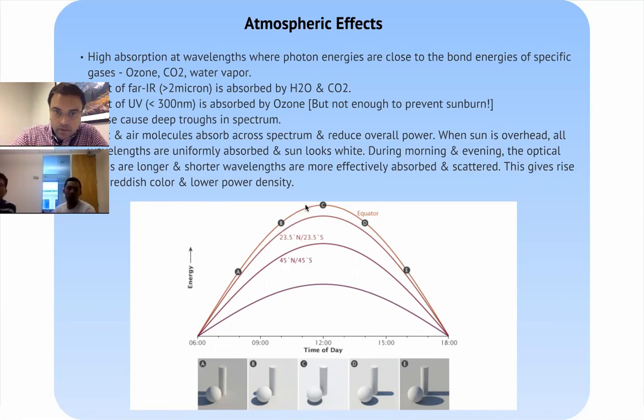So this is just a plot showing approximately the energy per unit time. So that's power as a function of the time of the day. Obviously, before the sun rises, it's 0. As it goes up, it goes to a maximum and goes down. And this is the plot for the equator. And as you go more north in latitude, the total power goes down. And this, obviously, is expected.